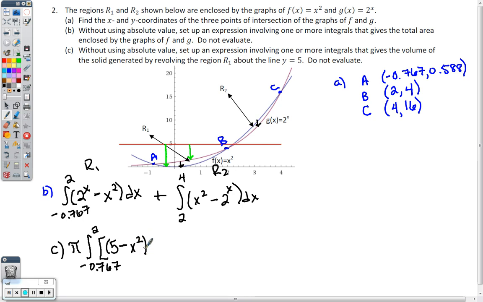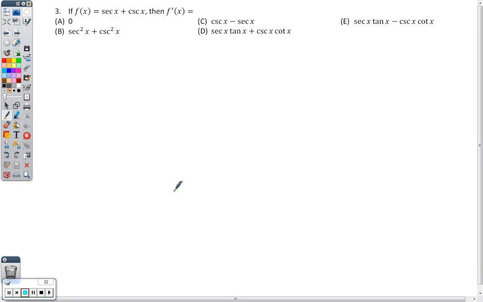And then it's the outer radius squared minus the inner radius squared. And the inner radius, we're still starting at 5, minus the purple function, 2 to the x. And then that has to get squared as well, dx. Kind of a crazy problem here, but hopefully that made some sense. Okay? All right, question 3.